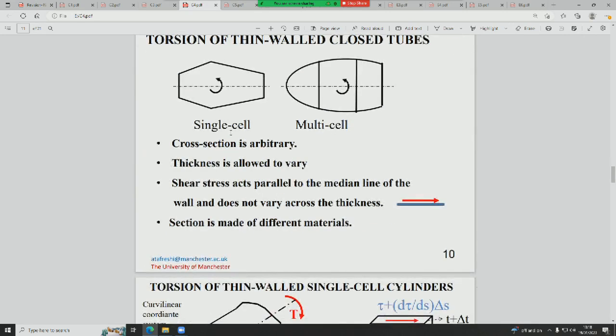So on slide number 10, I gave you the assumption used for analysis of thin walled tubes, either single cell or multi-cell. So you can see the section can be arbitrary. The thickness is not uniform anymore. In the above, the equation we had, if it's a thick wall, the thickness is uniform or is the same. But from here onwards, you can see the cross-section is arbitrary. The thickness is, yes.